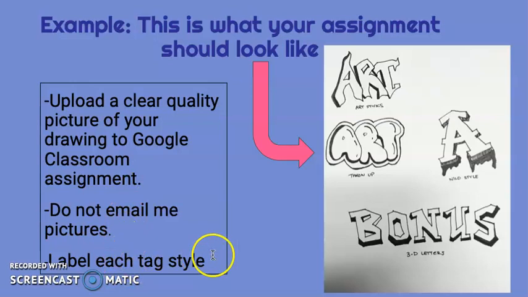And like I said, make sure you label each style. If you have any questions, you can email me and I will get back to you as soon as possible.